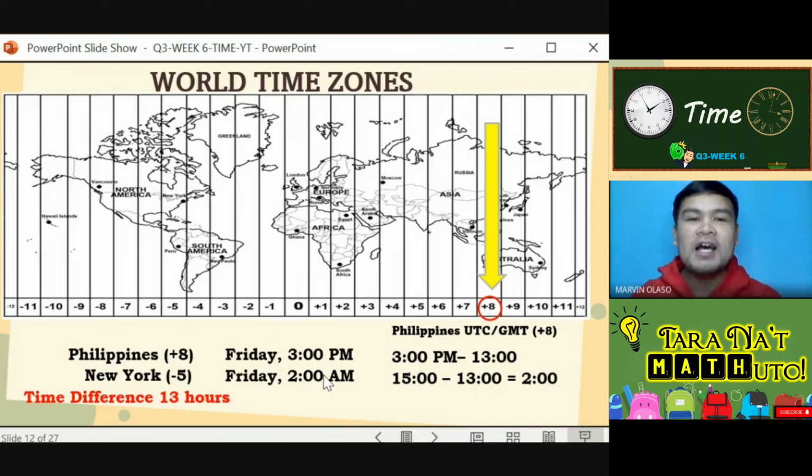So, para mabilis, kapag umabot na ng 12 hours pataas, masyado nang malaki yon. Just get the logic out of it. Parang kalahating araw lang ang pagitan natin yan.